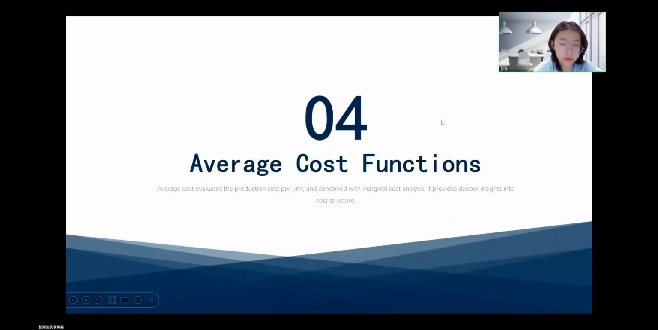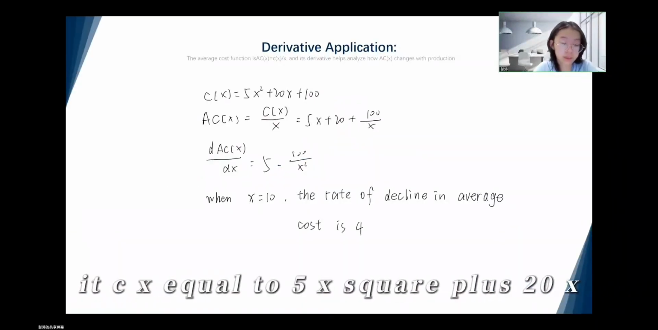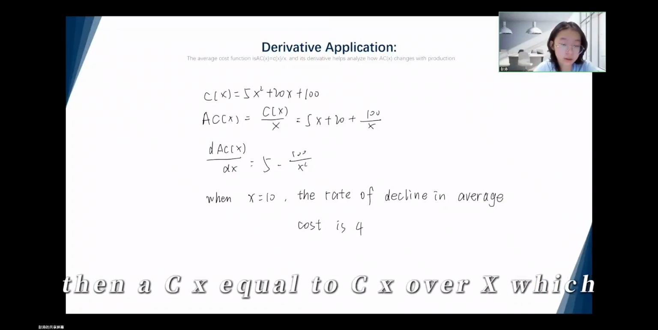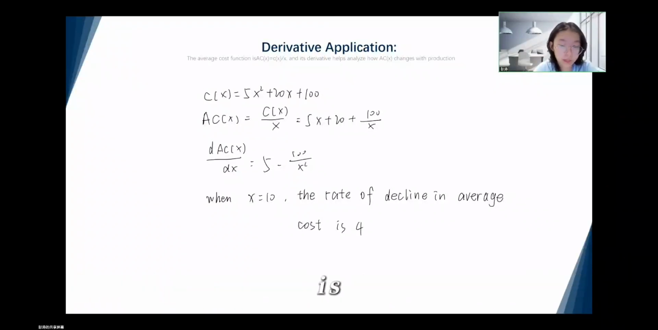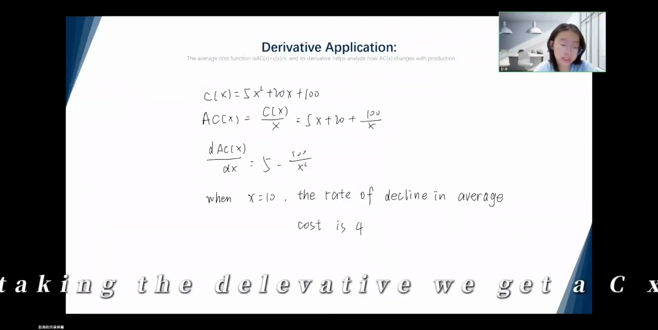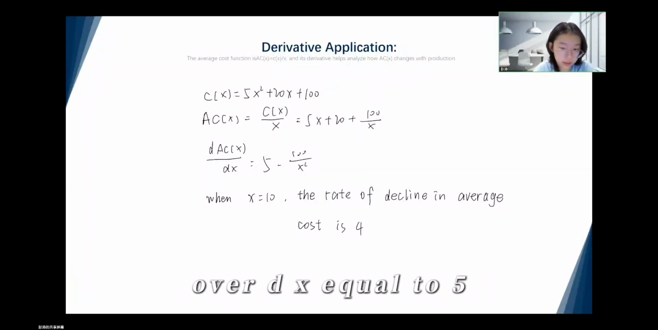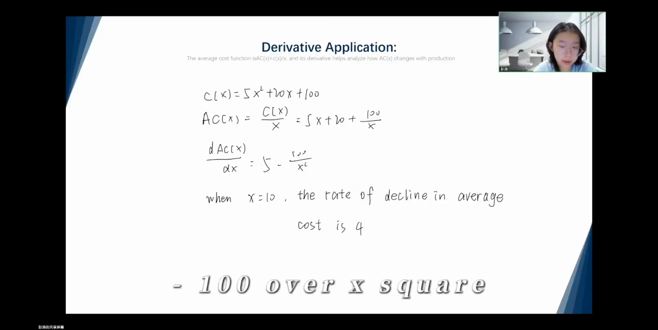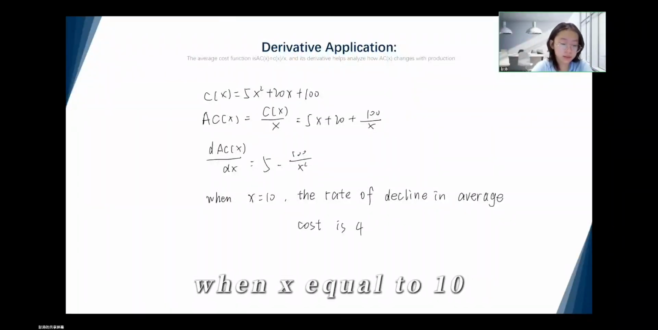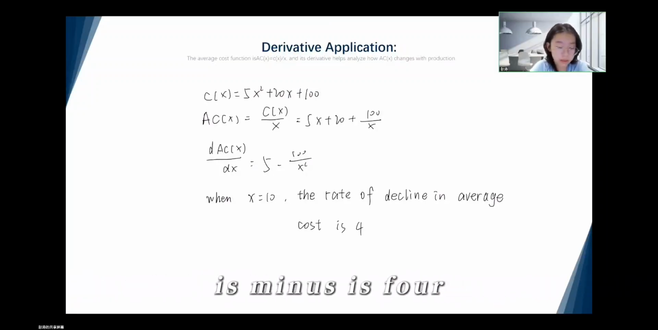For example, if C(x) equal to 5x squared plus 20x plus 100, then AC(x) equal to C(x) over x, which is 5x plus 20 plus 100 over x. Taking the derivative, we get dAC over dx equal to 5 minus 100 over x squared. When x equal to 10, the rate of decrease in average cost is 4.